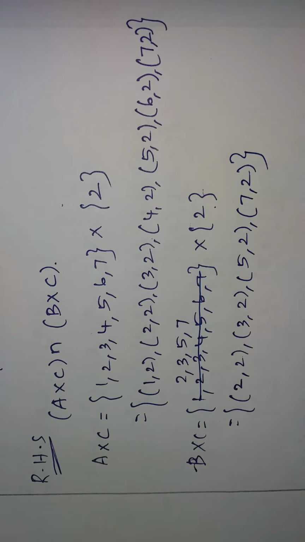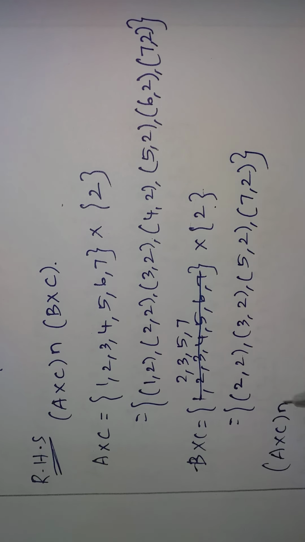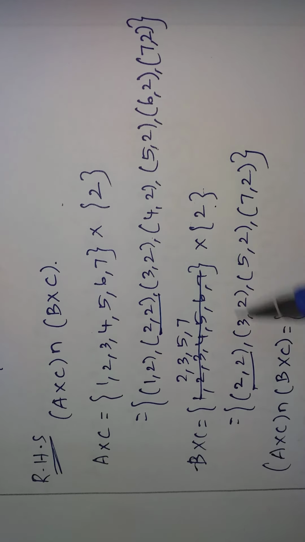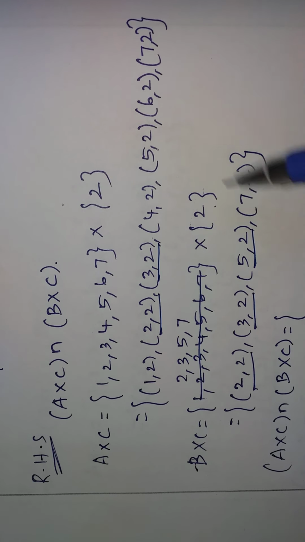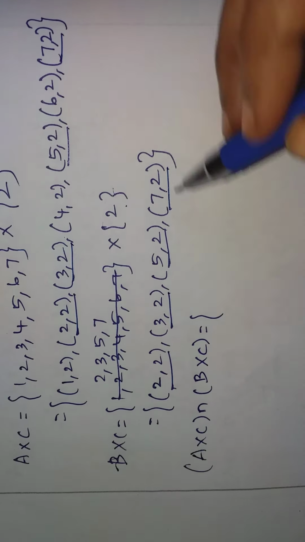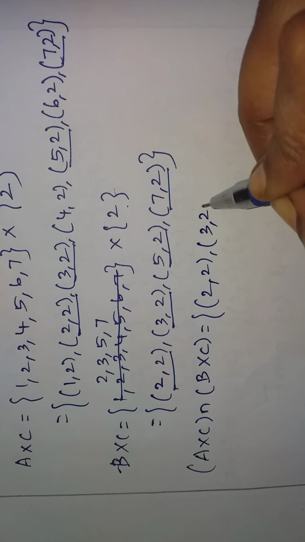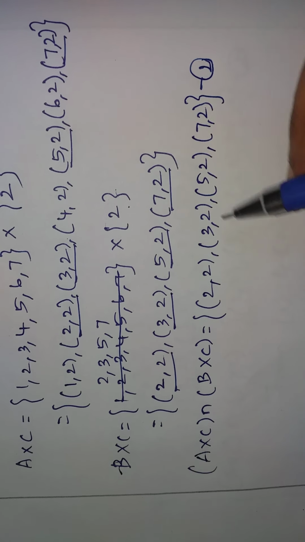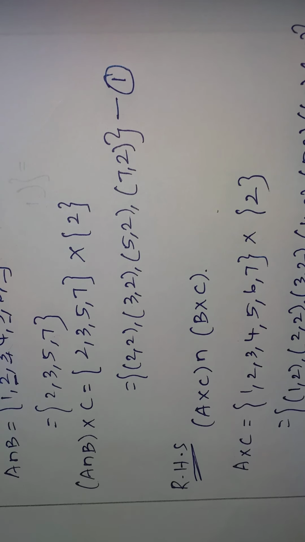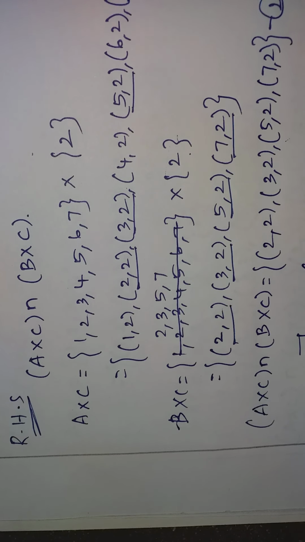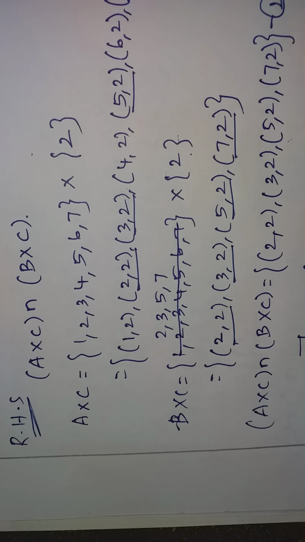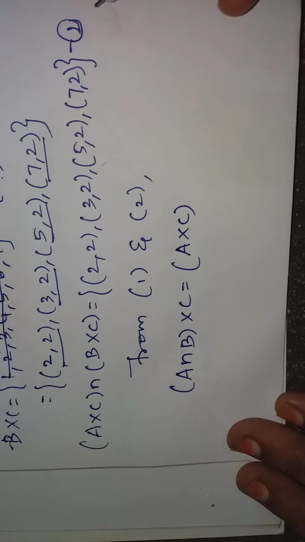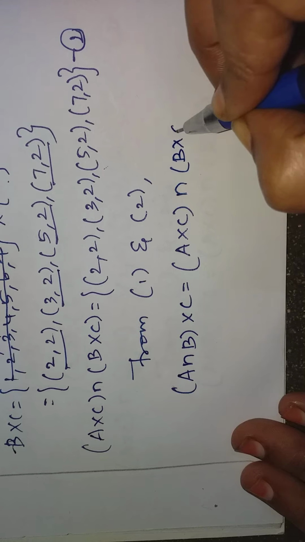Finally, we are going to find its intersection. Intersection means, you know very well, the common ordered pairs. What are all the common ordered pairs here? (2,2), (3,2), (5,2), (7,2). Now write your answer: (2,2), (3,2), (5,2), (7,2). Let it be equation 2. So from our 1 and 2, we can conclude that A intersection B cross C equals A cross C intersection B cross C.